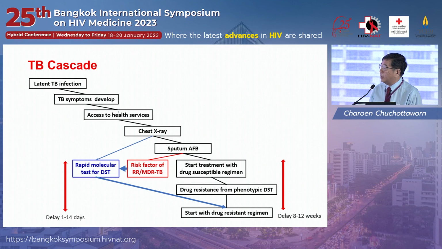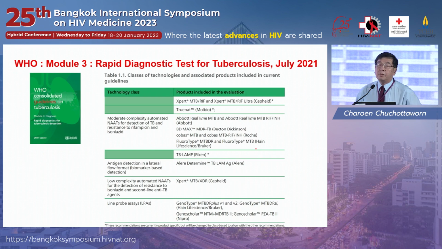Currently, most national guidelines in many countries and also the WHO guideline recommend using a rapid molecular test. Theoretically, you can diagnose MDR TB or drug-resistant TB in 1 or 2 days based on the molecular technique, but in the real world, many events show that there is still some delay, 1 to 2 weeks, because the molecular test was not available in the remote area. So they have to send the specimen to the central lab.